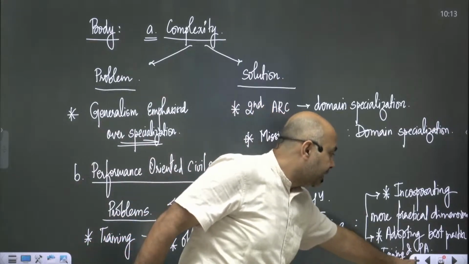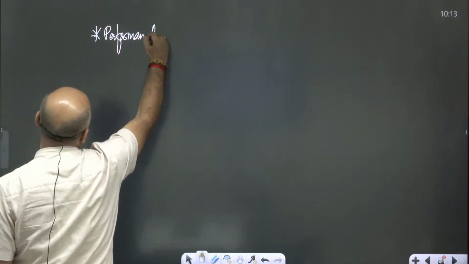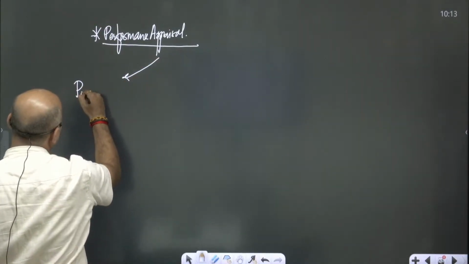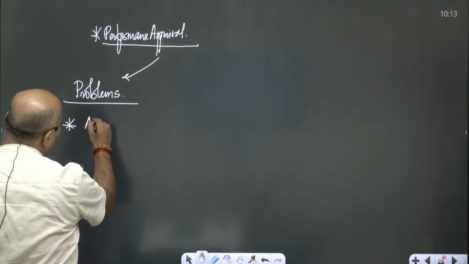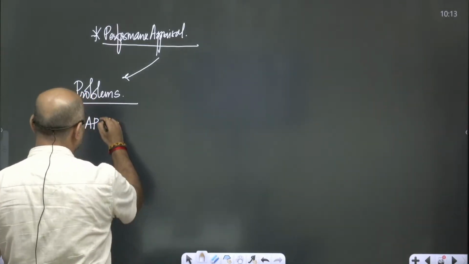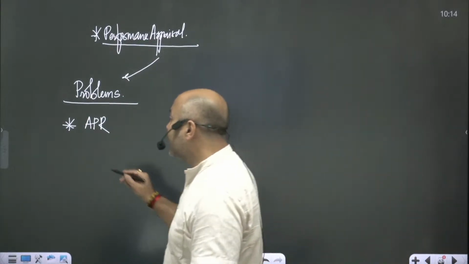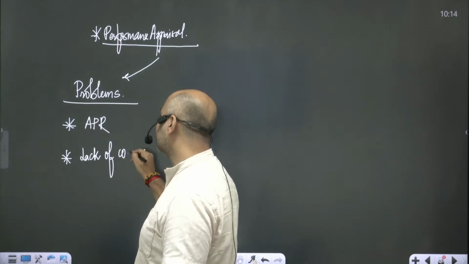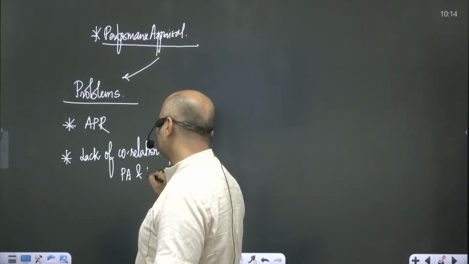Okay, now next, in performance there is another problem which is performance appraisal. Performance appraisal, that is also a problem. Why? What are the problems related to it? You can write about how the annual performance report, APR, is the way that we right now take a performance appraisal. Then you can also write about again a lack of correlation between performance appraisal and personnel administration.